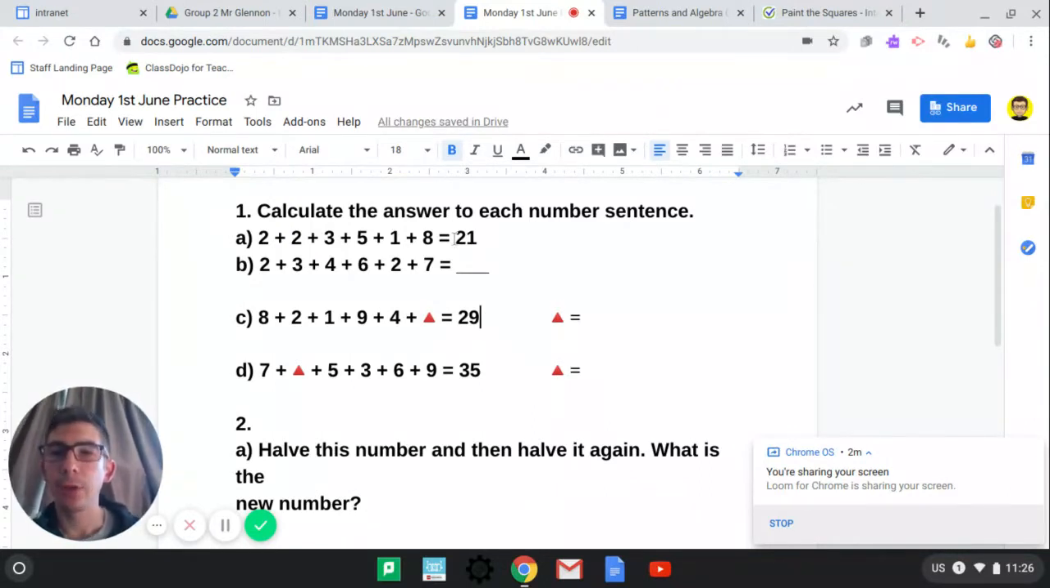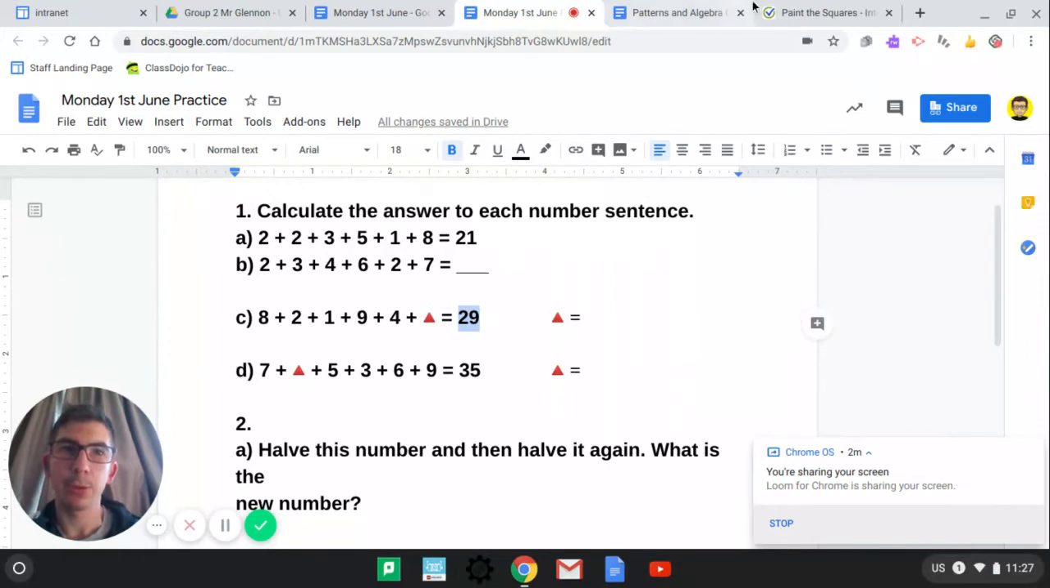Having a look at C, however, we need to figure out what that little triangle is. We did this in a lesson before. A strategy to do is use what we already know. We know all of these put together is equal to 29. So I'm going to use what we already know. I know the answer is 29, but I need to figure out what that triangle is.